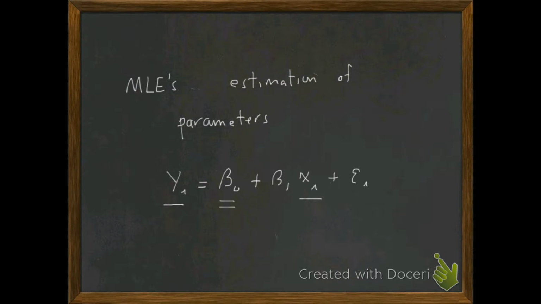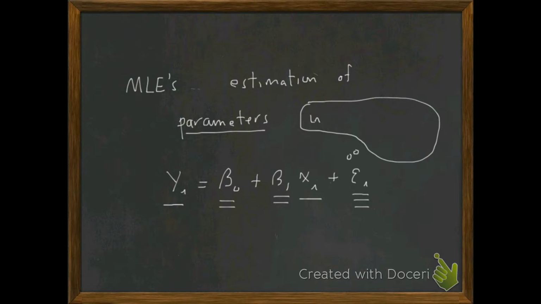The beta 0 and the beta 1 are the things that we're most interested in here because those are the parameters of the model. And then the errors are something that we assume to be independent, and we assume those to be normally distributed with mean 0 and of course variance sigma squared.